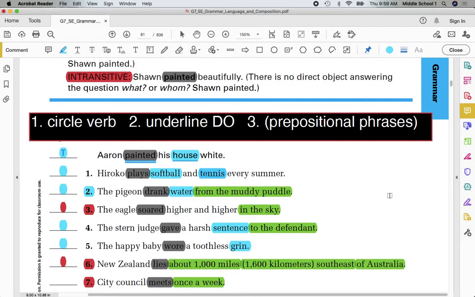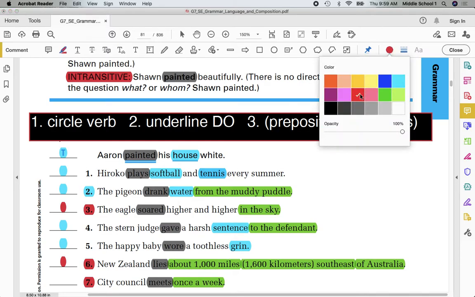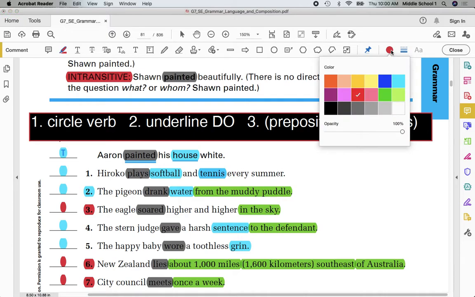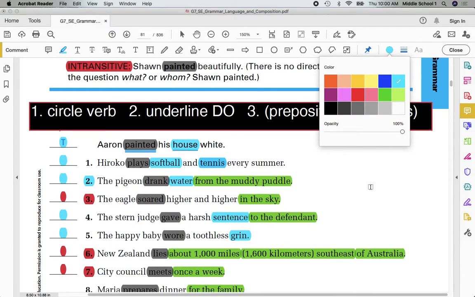Number 7. City Council meets once a week. City Council meets. Verb is meets. Once a week is a prepositional phrase. I call this sentence intransitive.